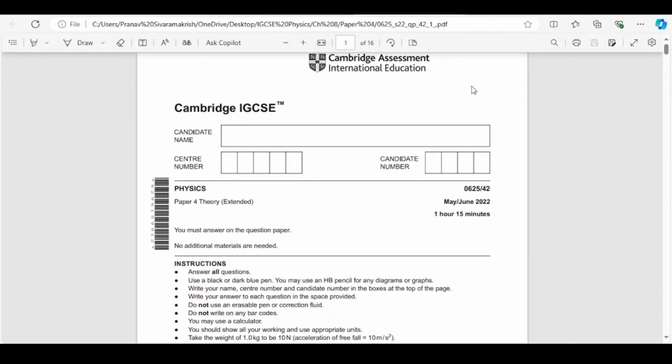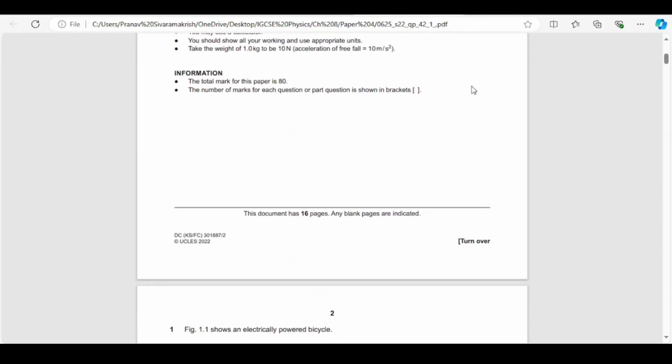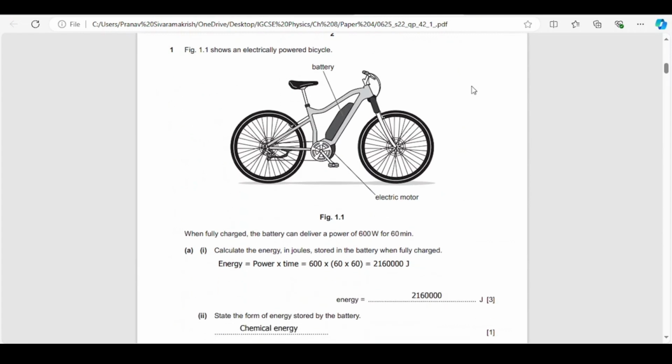So next paper we're looking at is May June 2022. We're going to be looking at variant 4.2. So the very first question here is a question on work done and power. Figure 1.1 shows an electrically powered bicycle. So that's the bicycle. When fully charged, the battery can deliver a power of 600 watts for 60 minutes. Calculate the energy in joules stored in the battery when fully charged.